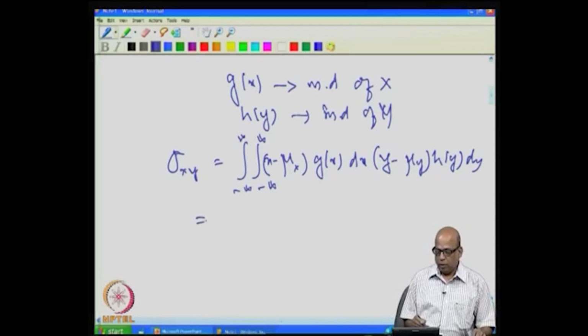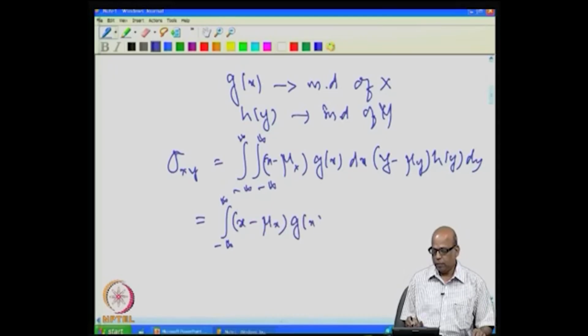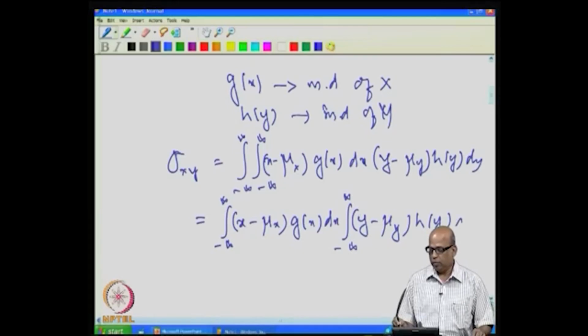And therefore, I write this as integral from minus infinity to plus infinity (x minus mu x) g of x, into integral from minus infinity to plus infinity (y minus mu y) into h of y. This is with respect to x and this is with respect to y.